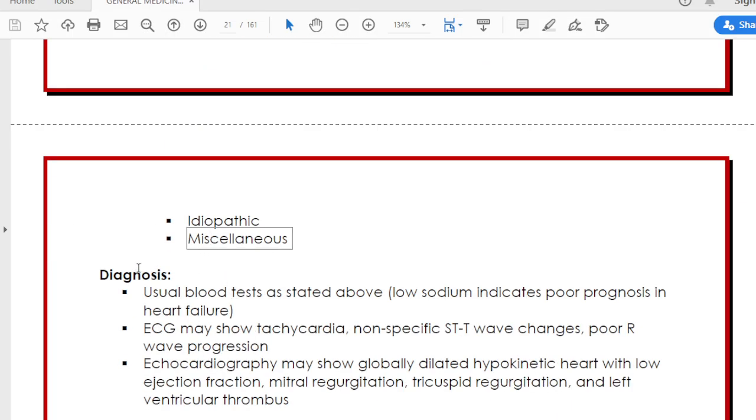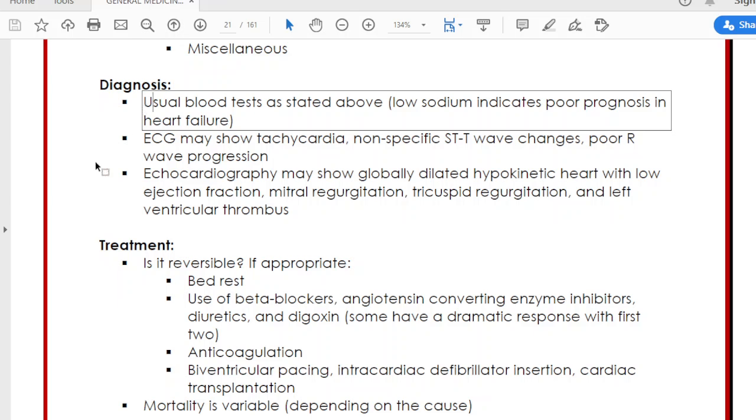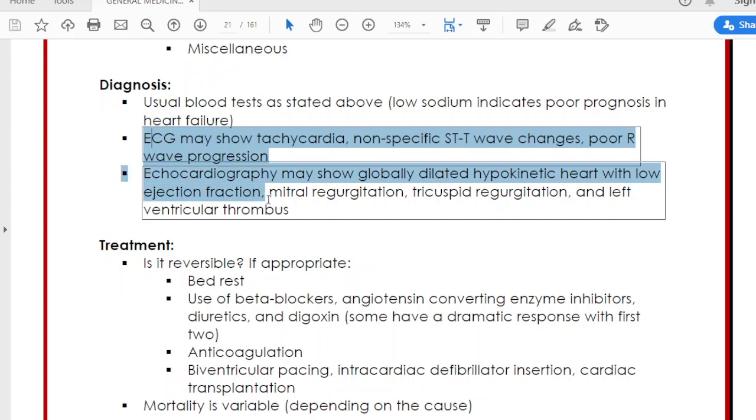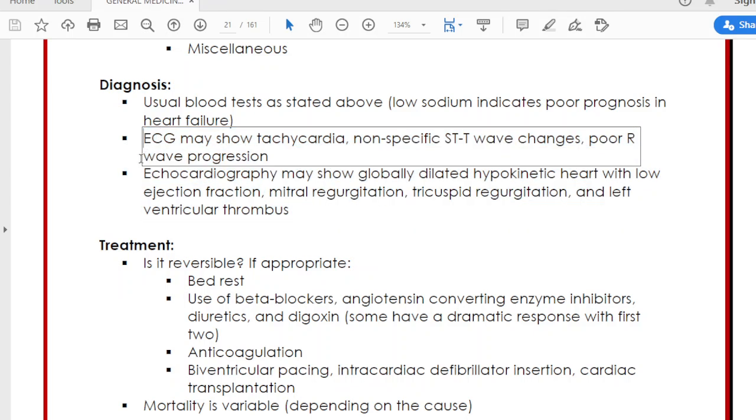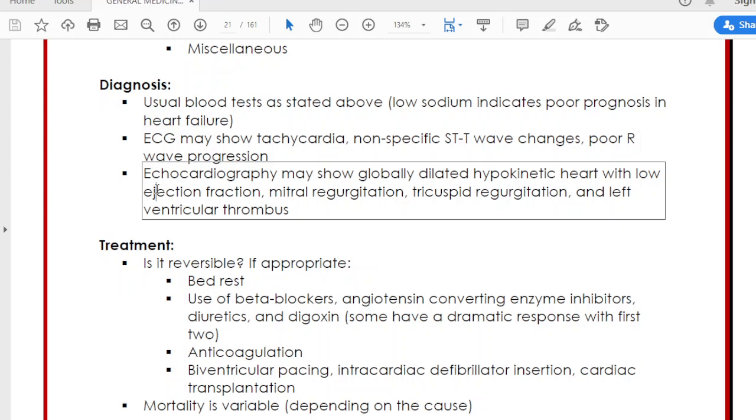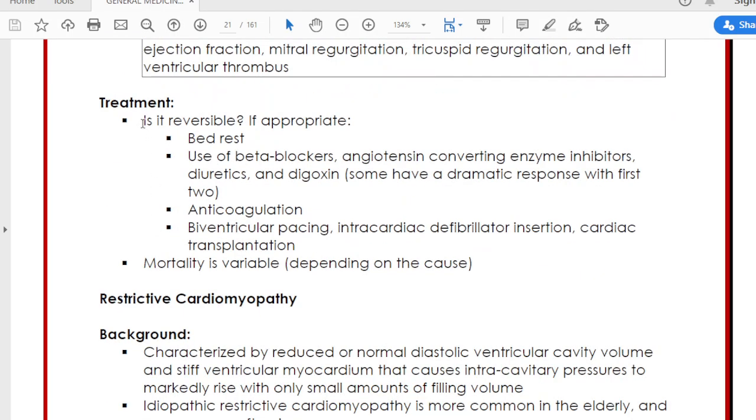Idiopathic, miscellaneous. Diagnosis: usual blood tests as stated above; low sodium indicates poor prognosis in heart failure. ECG may show tachycardia, nonspecific ST-T wave changes, and poor R wave progression. Echocardiography may show a globally dilated hypokinetic heart with low ejection fraction, mitral regurgitation, tricuspid regurgitation, and left ventricular thrombus.